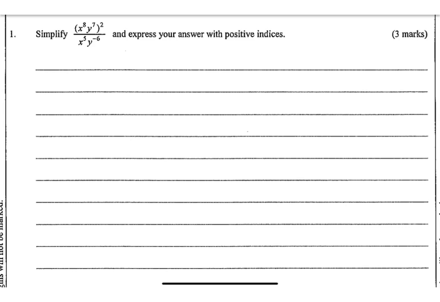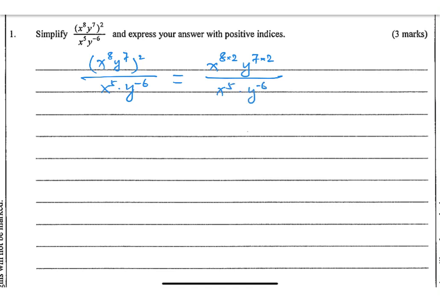In this question, you also have a bracket. So let me copy down the question first, and then remove the bracket first. So x to the power 8 times 2, y to the power 7 times 2, over x to the power 5, y times power negative 6. So simplify it first. 8 times 2, 16. Y 7 times 2, 14. So x power 5, y power negative 6.